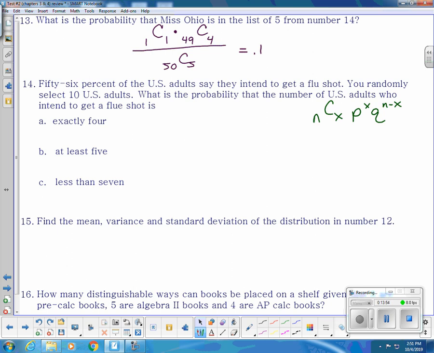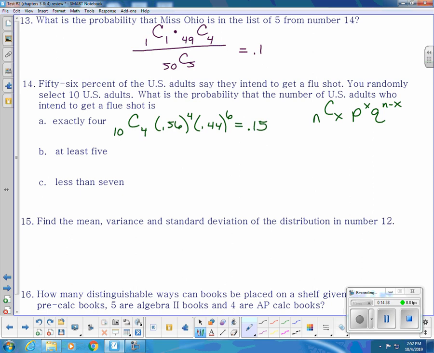So exactly 4. So you have 10 choose 4, times 56%, which is your chance of them saying yes, they're getting a flu shot. You don't need parentheses if you're calculating that right. I'm going to put parentheses here just to separate. It's a little easier than this multiplication symbol. But you don't need them. And then the complement to 56% is 44%. If I have 4 that are getting it, 6 are not. And that would be 0.15.